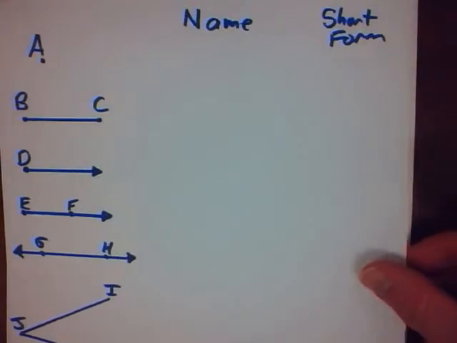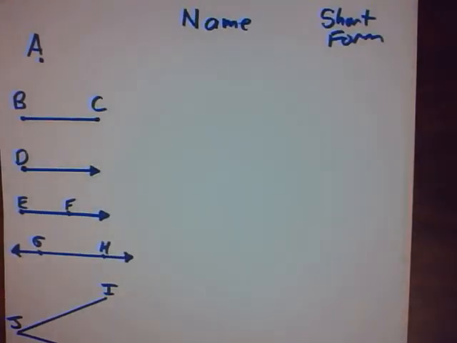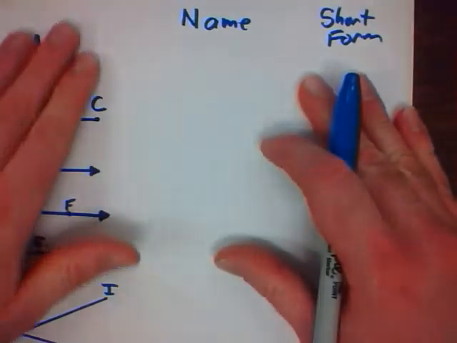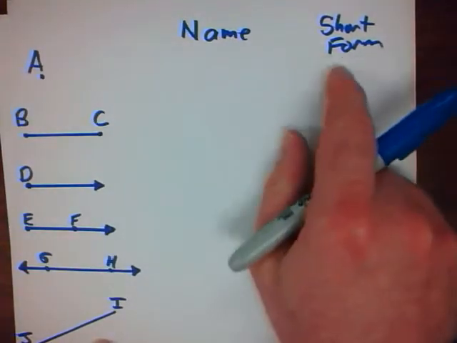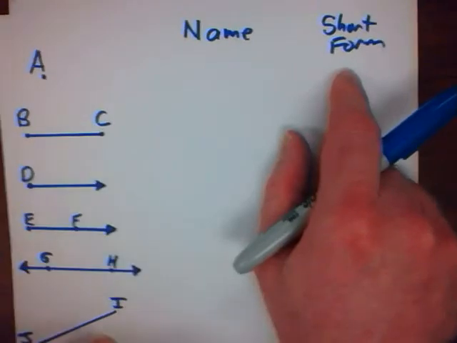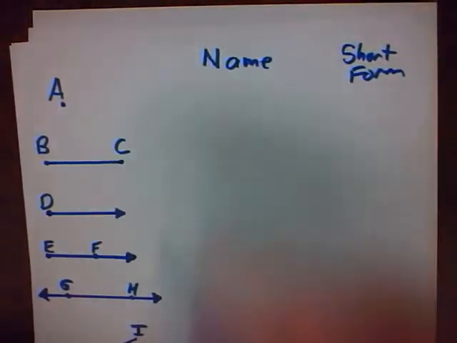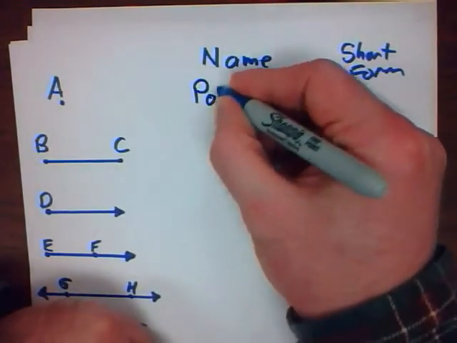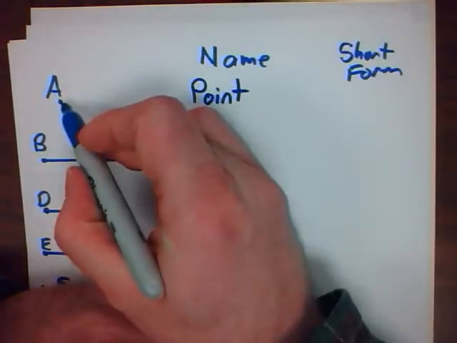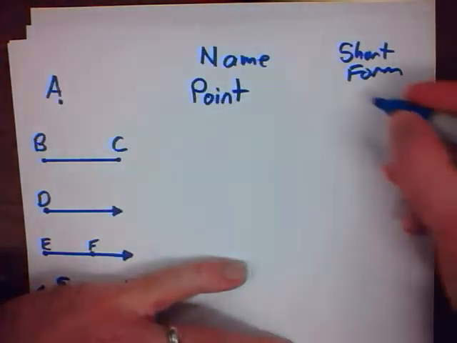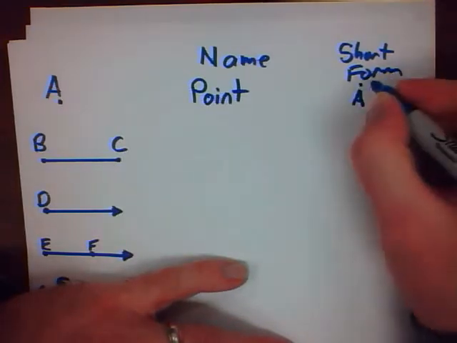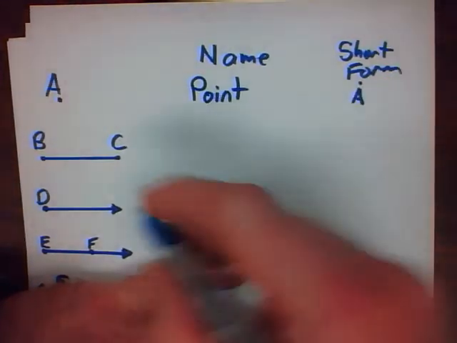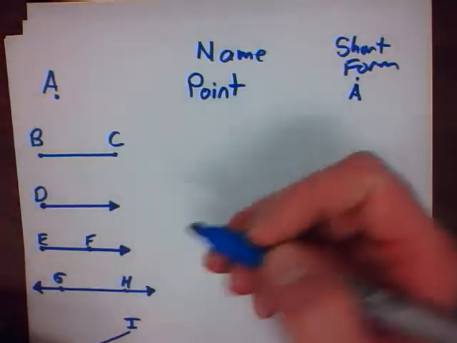If you're in my class, you might want to start taking some notes. I'm going to go through this list of what all these things are and give you their name and also the short form symbols that we use to talk about them. This is a point. In this case, it's point A. In the short form, you would write the capital letter and put a dot over top. This indicates point A. You'll notice it's all capital letters.